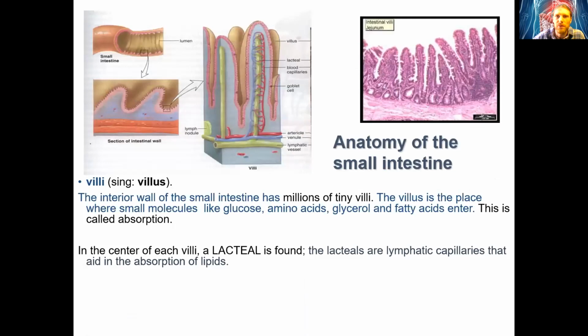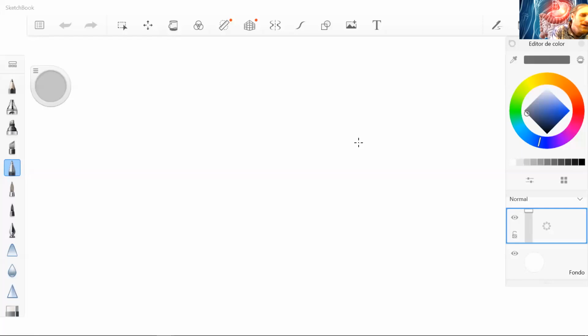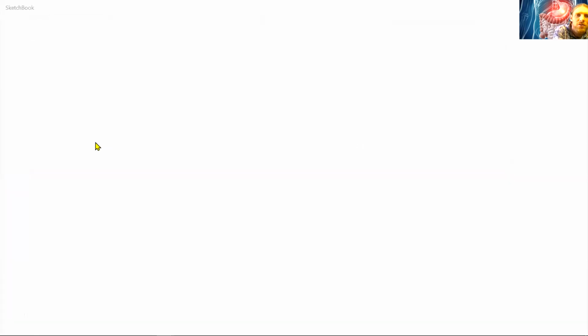So let me share this with a sketchbook if you want. So you can already see that it's a little bit like this. You have the duodenum. I know. Sorry, something happened.